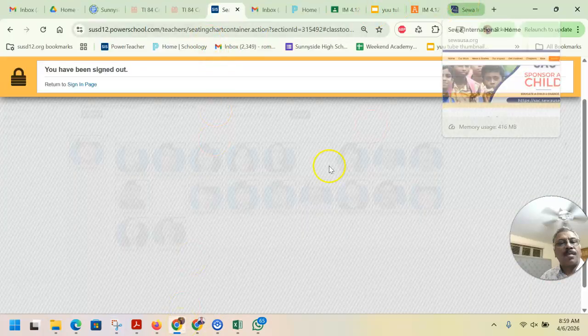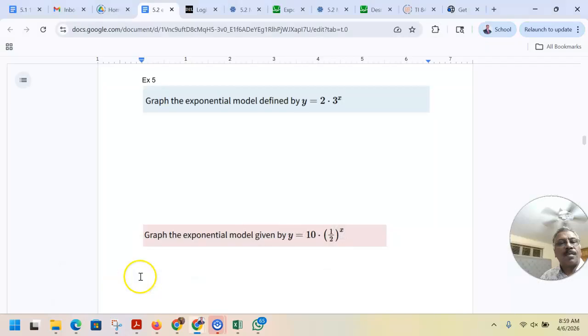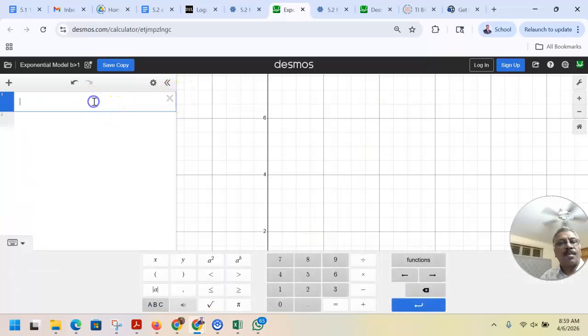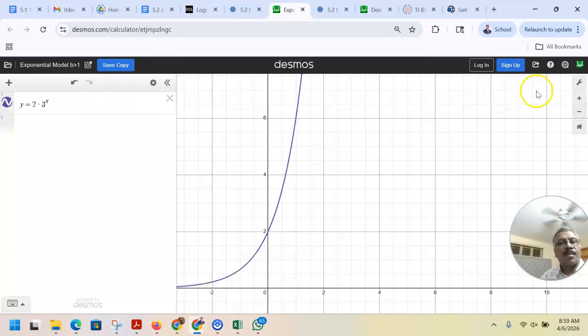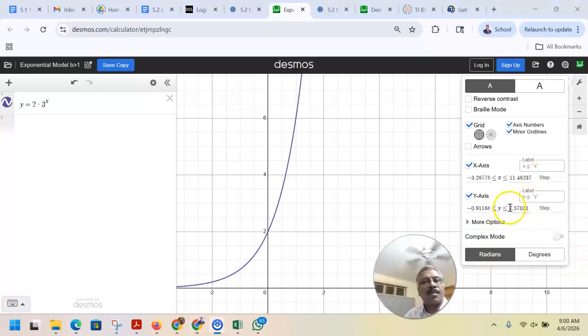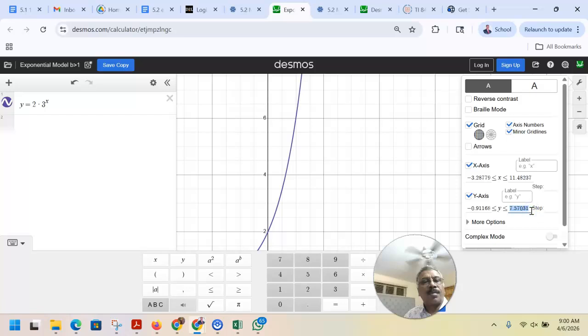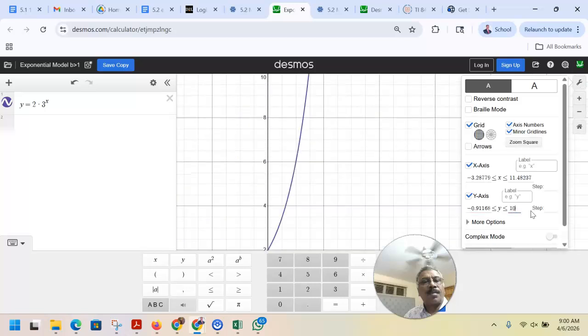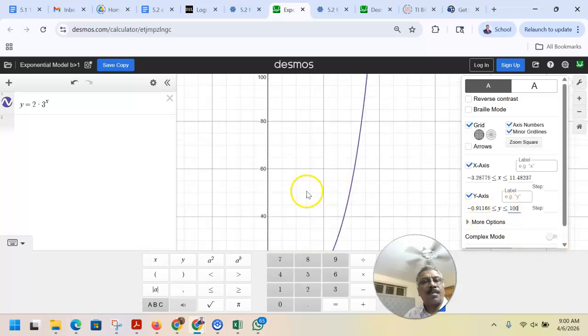Let's put y equals 2 times 3 to the power x. See the graph? We can change this setting to see more of the y. And instead of the maximum 7, we can put 25 maybe. Or you can put 100 just to see the whole thing. Look how beautiful it looks.